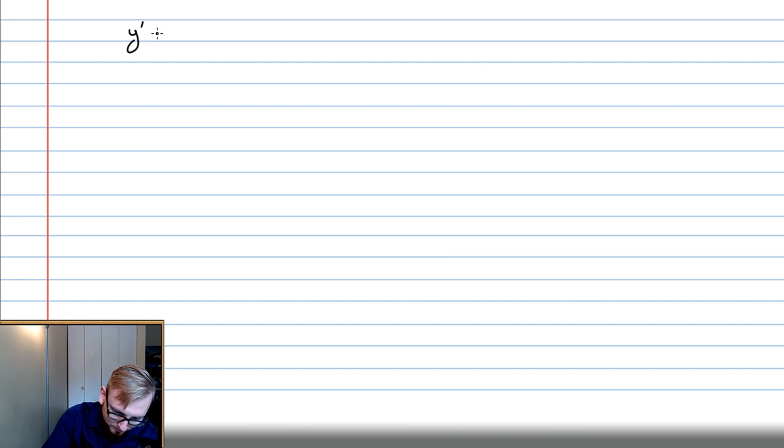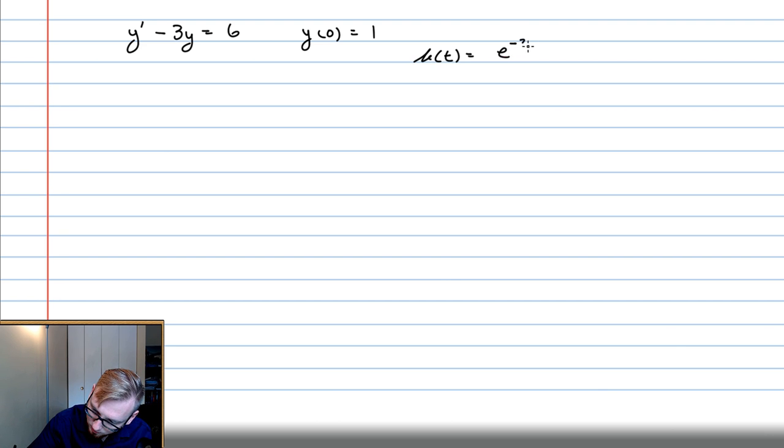We've got y prime minus 3y equals 6, with y of 0 equals 1. So, let's see. I'm going to say that mu of t is equal to e to the minus 3t. This is a little odd. It's not what I've covered yet, but you'll see in a second here.